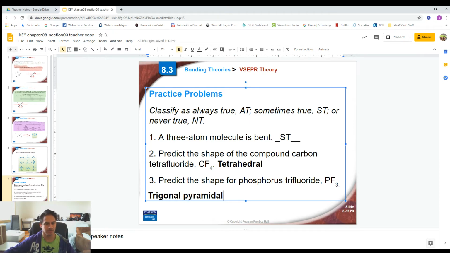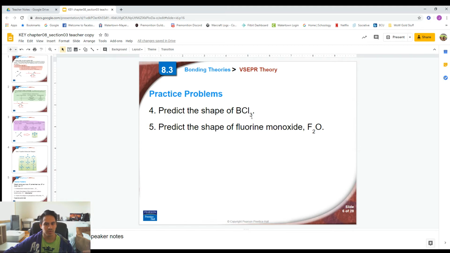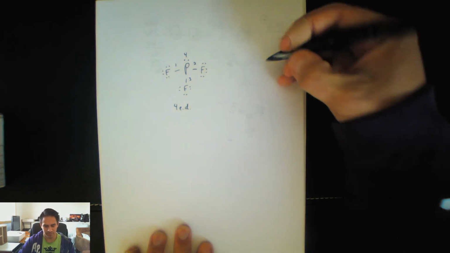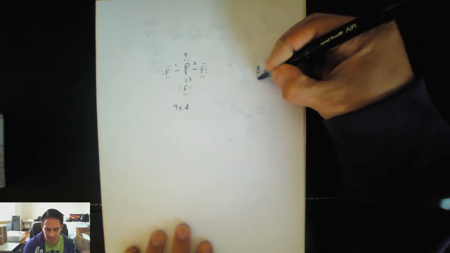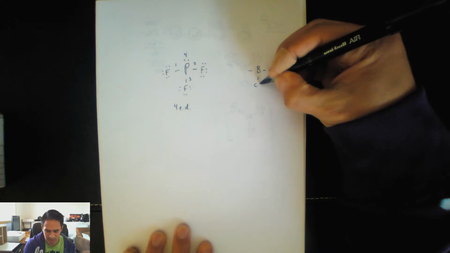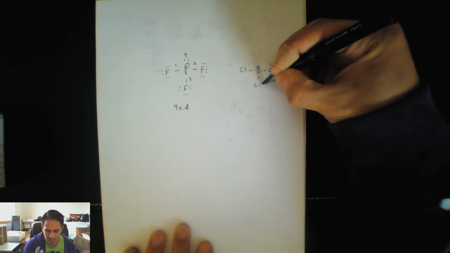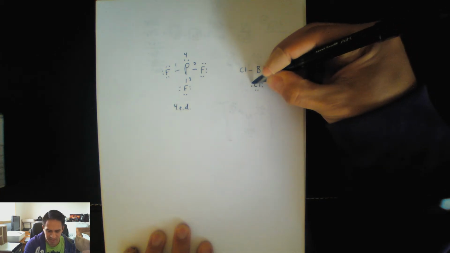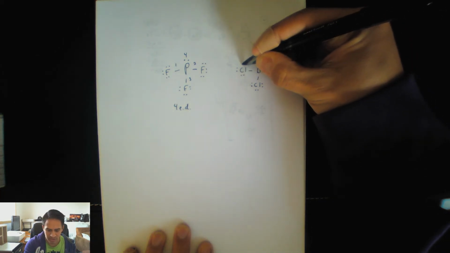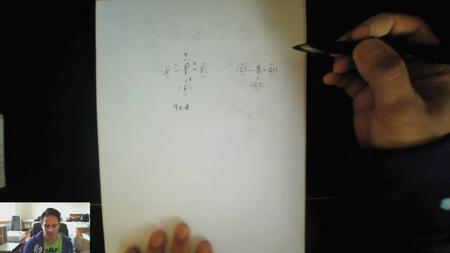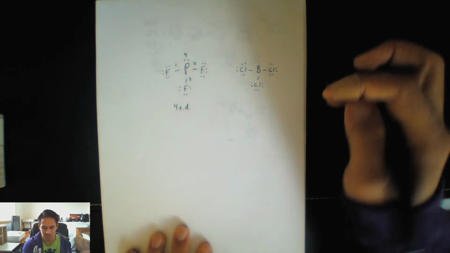Okay, moving on to number 4. Predict the shape of BCl3. Okay, so to do that again, we're going to want to draw it. So BCl3 is going to look like this. Now, this is a weird molecule in the fact that we are not satisfying the octet rule on the boron. Okay, so if we count the total number of electrons on the boron, we actually only have 6. 2, 4, 6, which usually we want to have 8. Boron is one of those elements that just is fine with having 6. So anyway, this is our molecule.